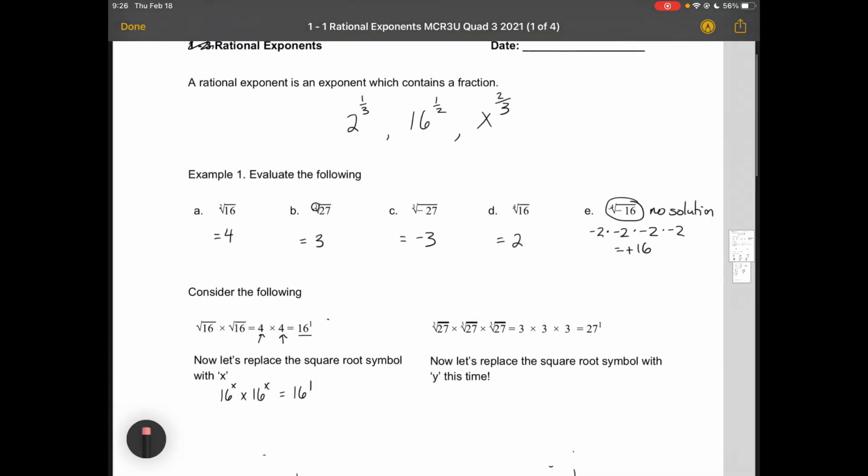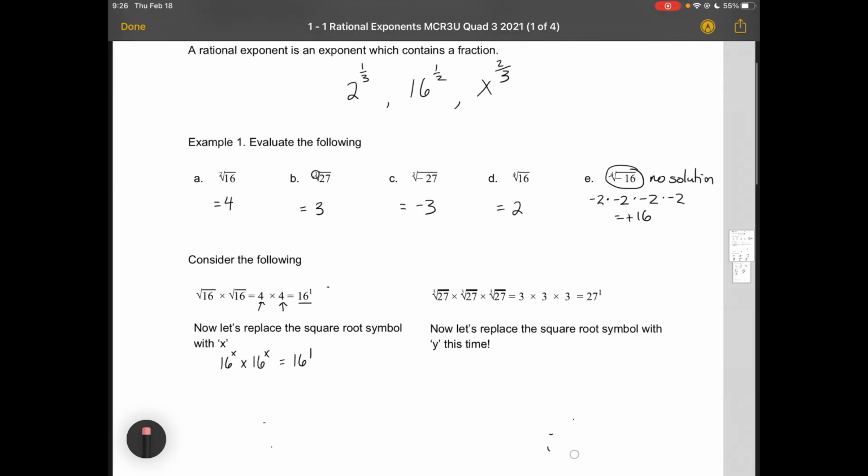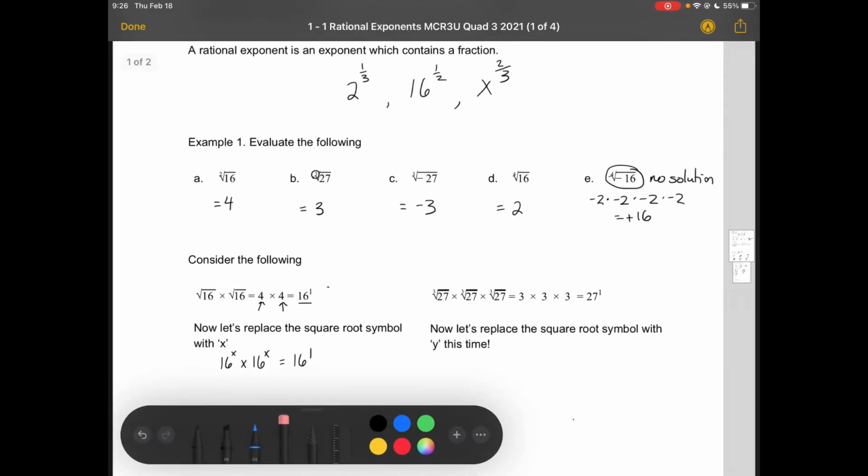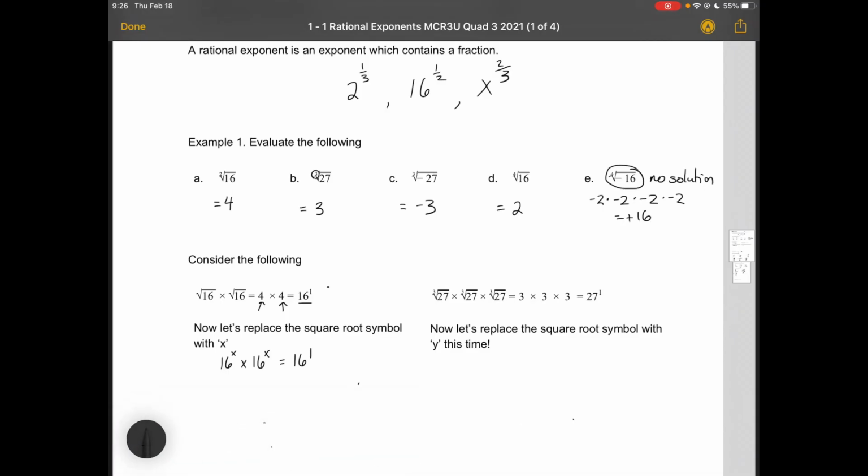Now we can use our power rules to note that because we are multiplying powers that have the same base, we can add the exponents together. So 16 to the 2x equals 16 to the 1. Because the bases are the same, the exponents have to be equal. So 2x equals 1, which means x equals 1/2.